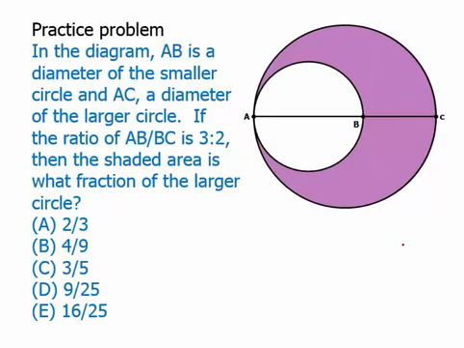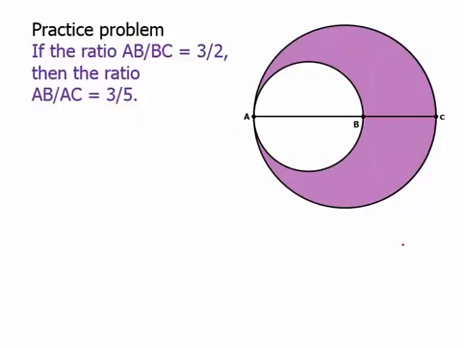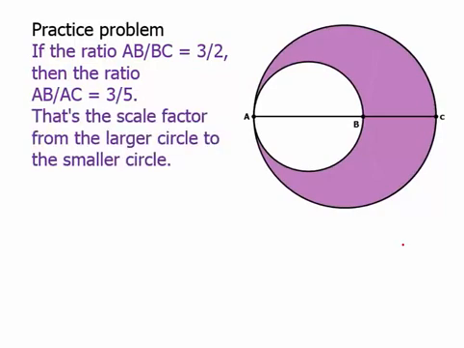Okay, looks like a hard problem, but this is relatively simple to solve using the idea of scale factor. We know the ratio of AB to BC is 3/2. So AB is 3 parts and BC is 2 parts. Well, that means that AC is 5 parts. So the ratio of AB to AC is 3/5. That's a scale factor. That's the scale factor from the larger circle to the smaller circle.